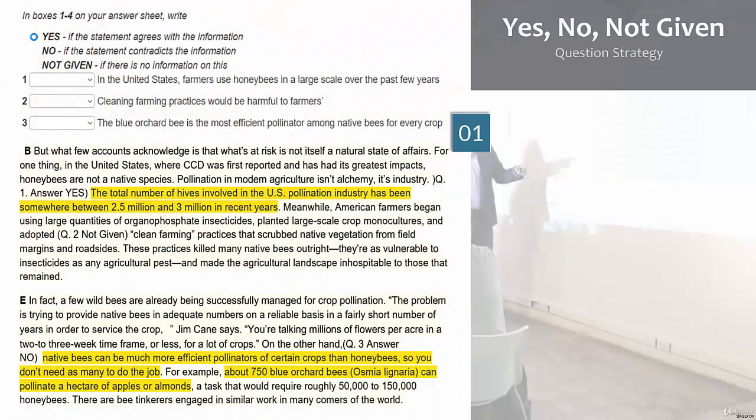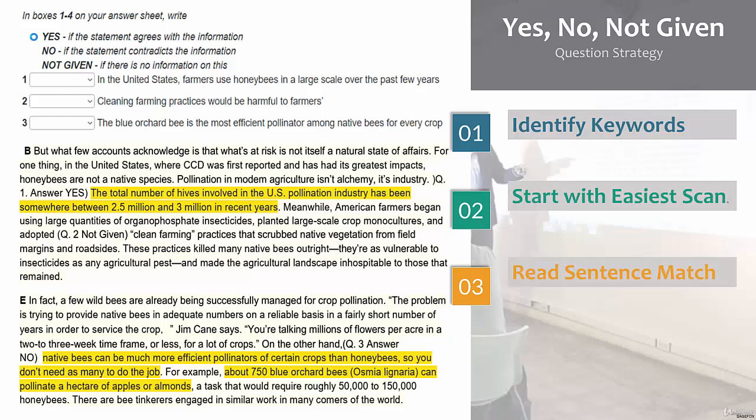Okay, let's look at another one. So we're looking at a yes, no, not given question. We see the strategy over there: identify the key words, start with the easiest to scan, read the sentence match, apply the answer strategy. So with number 1, it says, in the United States, farmers use honeybees on a large scale over the past few years. So in paragraph B, we see the answer to number 1 is yes. The total number of hives involved in the U.S. pollination industry has been somewhere between 2.5 million and 3 million in recent years.